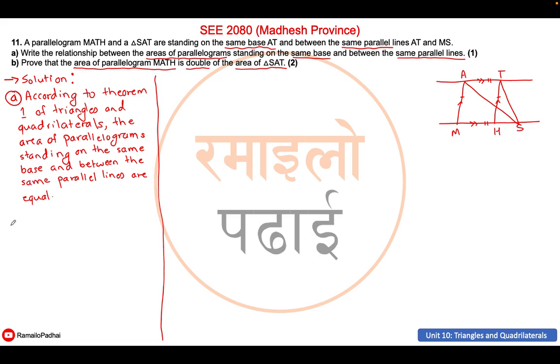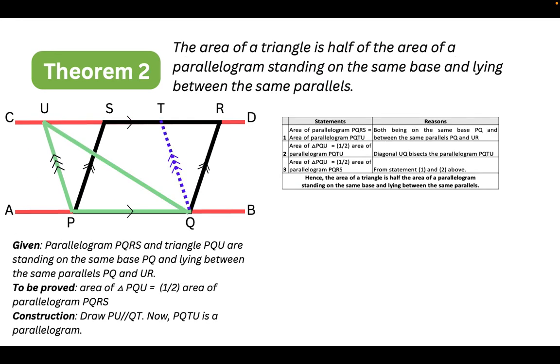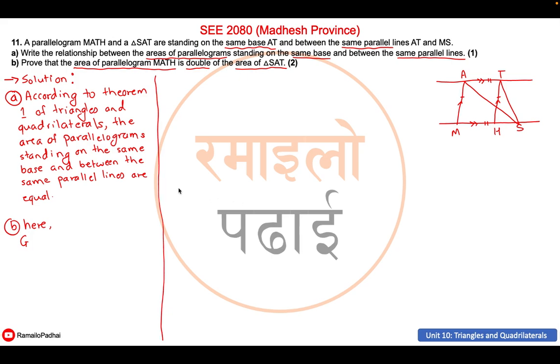Now let's move on to question number B. Prove that the area of parallelogram MATH is double the area of triangle SAT. So we will first write given, and then we will write to be proved, and then we will construct something, and then we will write statements and reasons. So we will first write given.